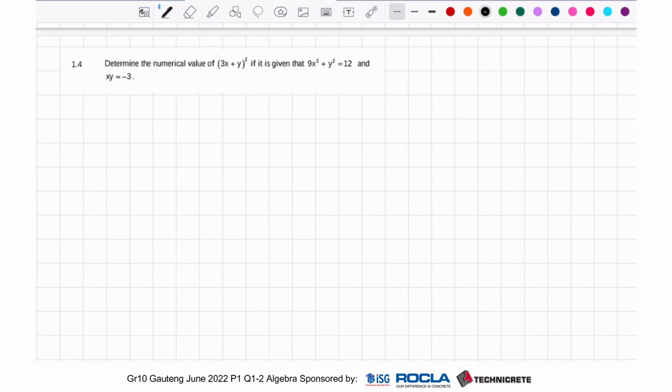1.4, I'm asked to determine the numerical value of 3x plus y all squared if it's given that 9x squared plus y squared is equal to 12 and xy is equal to minus 3. So the first thing I'm going to do is expand this bracket here.